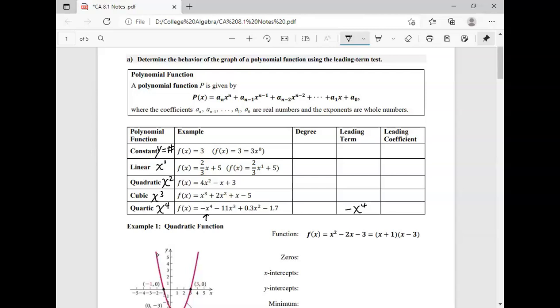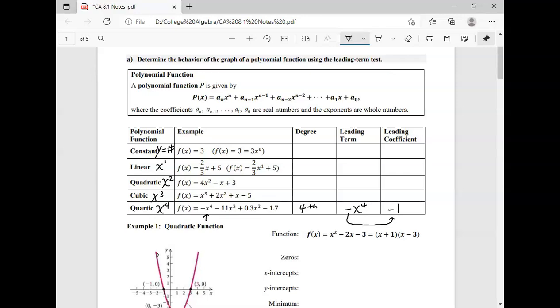So this one has a leading term of negative x to the fourth. The number in the front of this, which just happens to be, on this one, just a negative, is your leading coefficient. So if it's just a negative, we would have negative 1 x to the fourth. The degree is, this is a fourth degree polynomial because the highest power exponent that we have is a 4.